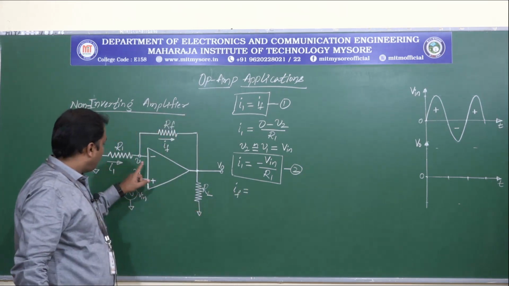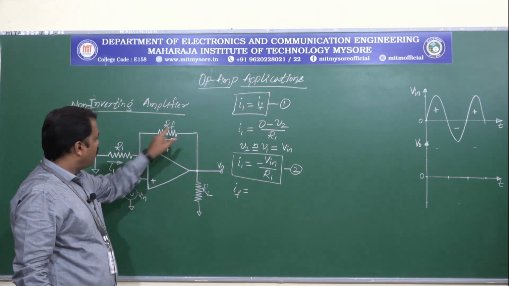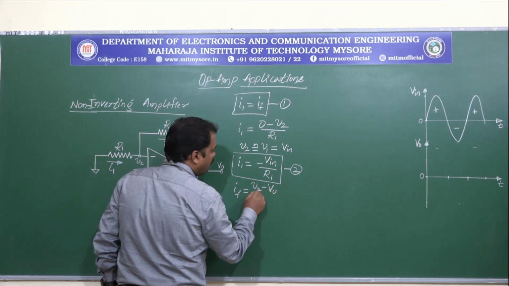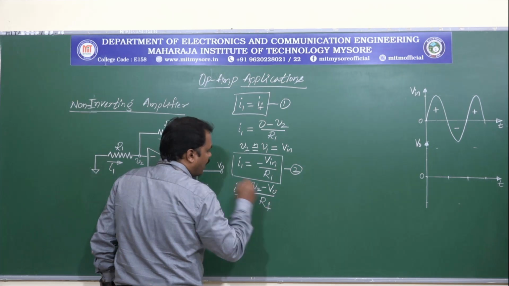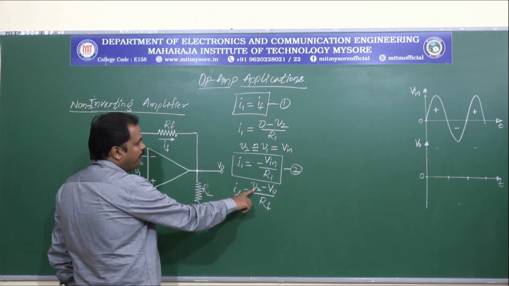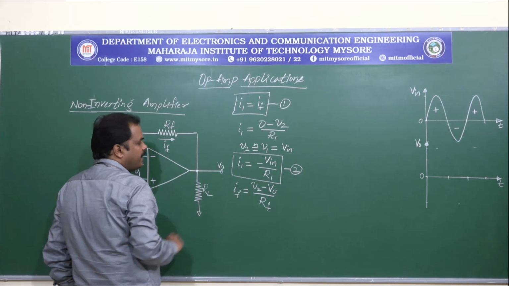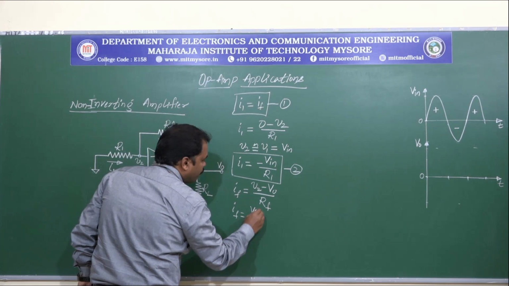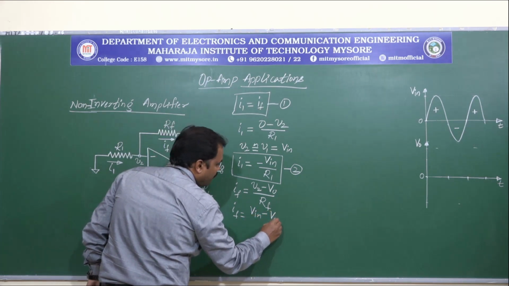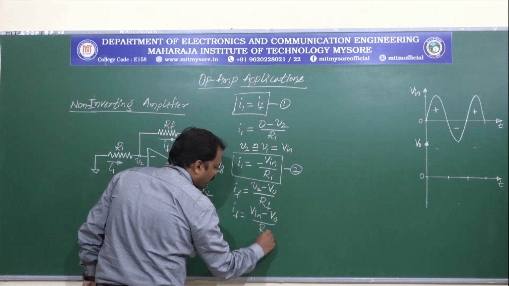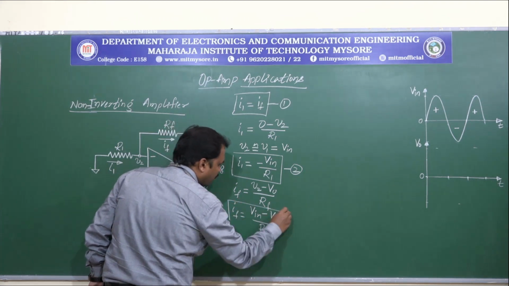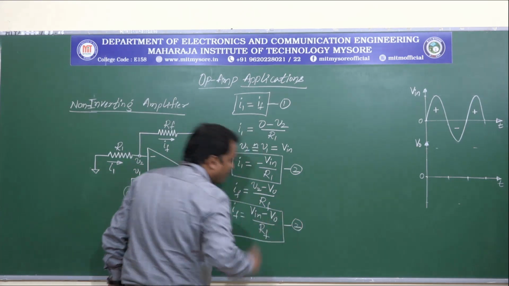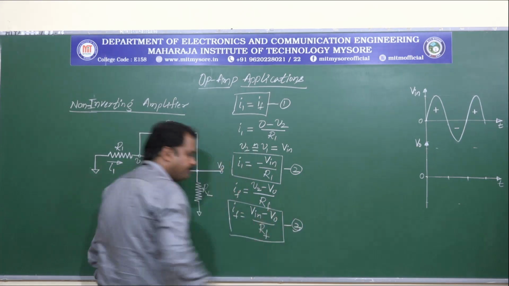So If is given by V2 minus V0 divided by Rf. Again we have the value for V2 as Vin from this equation. So If can be written as Vin minus V0 divided by Rf. So let us consider this as equation 3.